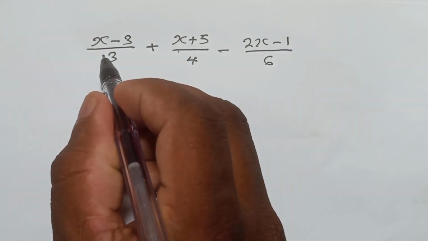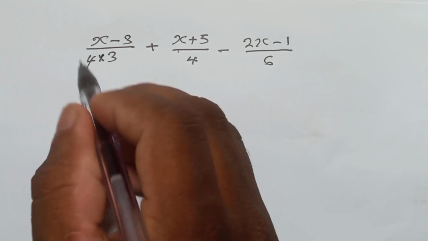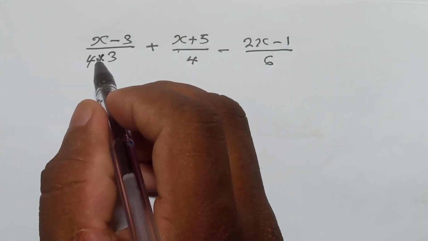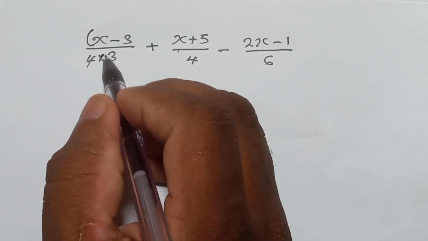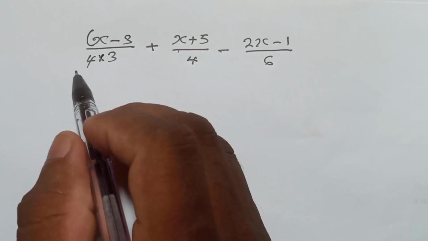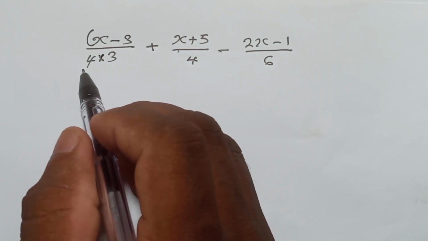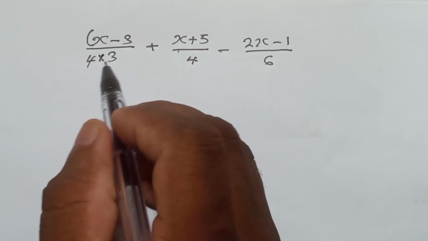So I need to multiply this one by 4 to get 12 here. You can't multiply only the denominator in one fraction, so you need to multiply the numerator also. Now here try to understand. This denominator I multiply by 4, right? In this denominator there is only one digit, 3, so you don't need to put a bracket.